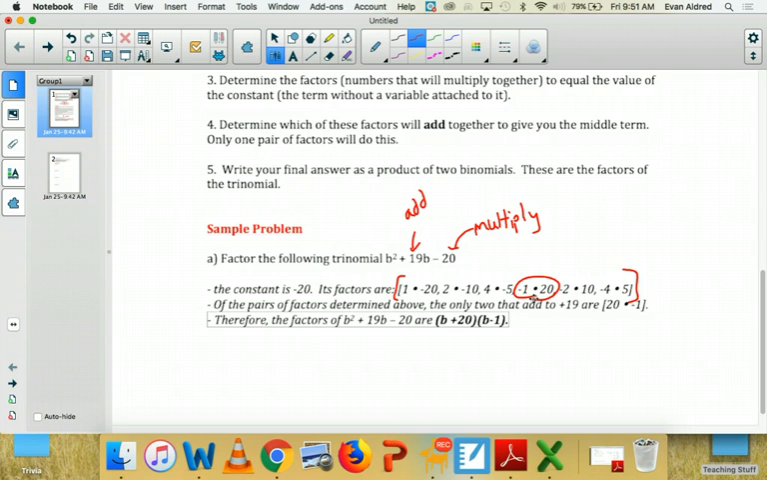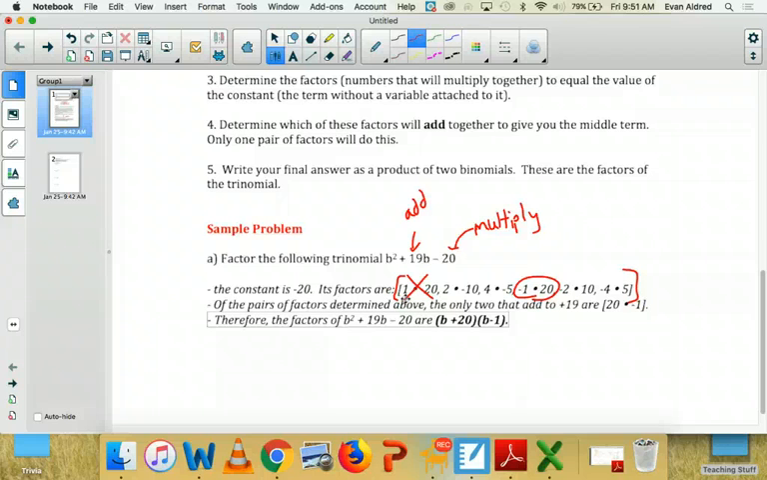Negative 1 plus 20 is the same as saying 20 minus 1, which is 19. Do not get mixed up with this one: plus 1 and negative 20. They add to give negative 19, but it has to give positive 19.